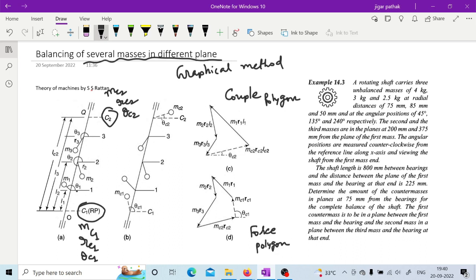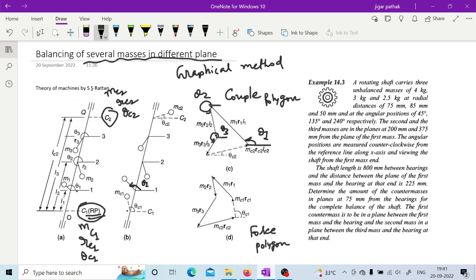So what is done here is first they have taken C1 as the reference plane, as you can see. With reference to this plane, the moment or couple generated by all the forces is considered, like M1, R1, L1, M2, R2, L2, M3, R3, L3. They start drawing this polygon: M1, R1, L1 at angle theta 1, which is provided here. Similarly, at angle theta 2, M2, R2, L2, and at angle theta 3, M3, R3, L3.